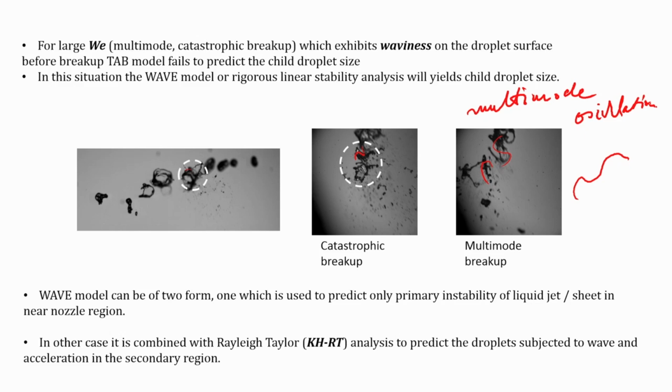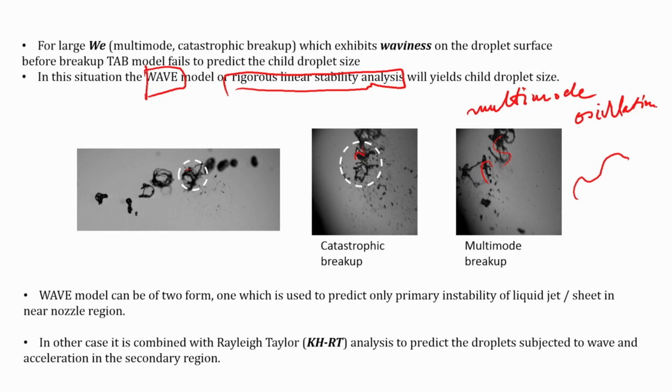In this situation, people normally use what we call the wave model. The wave model is basically a Kelvin-Helmholtz instability type of model, and it comes through the linear stability analysis, and that is how we get to the KH instability.